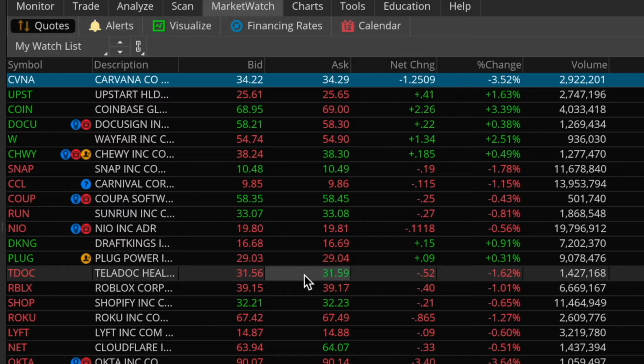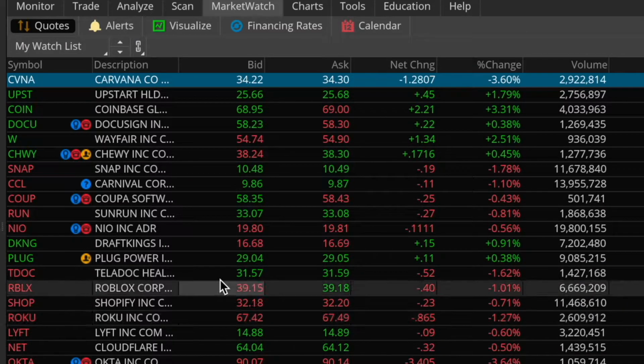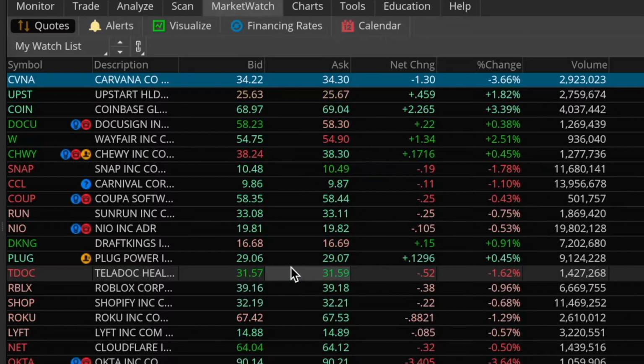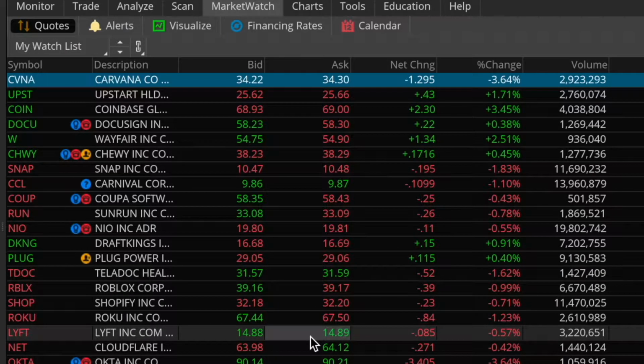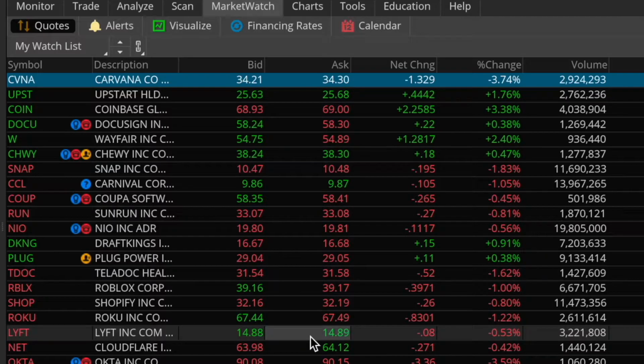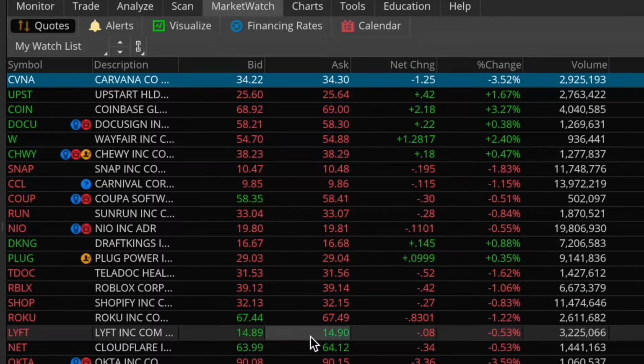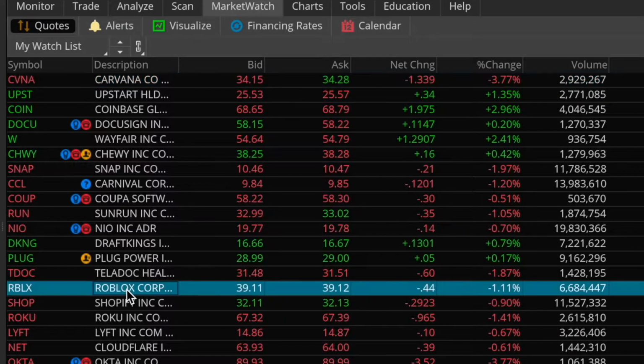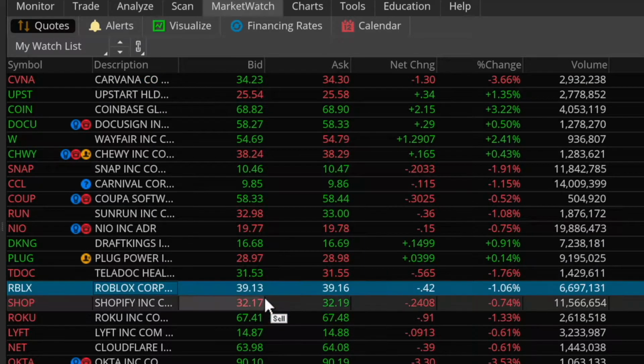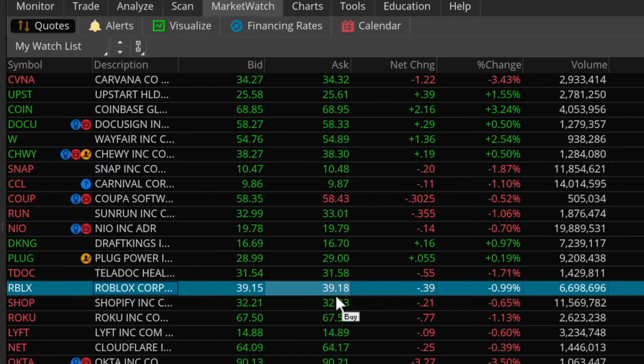But then also beyond just assessing the actual price of these stocks, the bid-ask spread also gives you some insight into how liquid the stock might be, and therefore how easily your orders might get filled if you ever do trade the stock. Right? So for example, in the case of Roblox here, the bid price and the asking price are very, very close to each other.